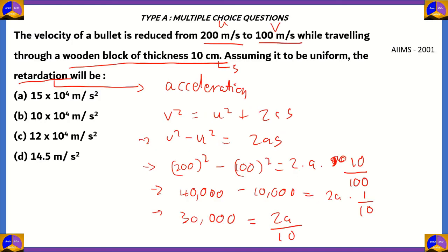square. Now note that here we use the formula V square minus U square equals 2AS. So using this formula is better because for retardation you would have to put a minus here instead of a plus, and that can create confusions in the formula. So V square minus U square equals 2AS is the correct formula. It's the same formula as the one we studied for the third law of motion. And using that formula and putting in the values of 200 meters per second, 100 meters per second, and 10 centimeters, you get the value of retardation as option A, 15 into 10 raised to 4 meters per second square.